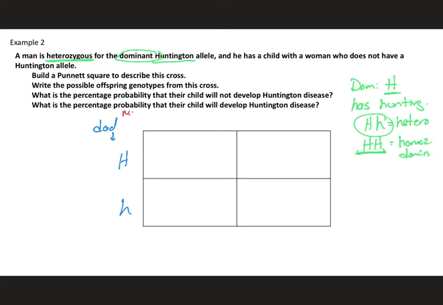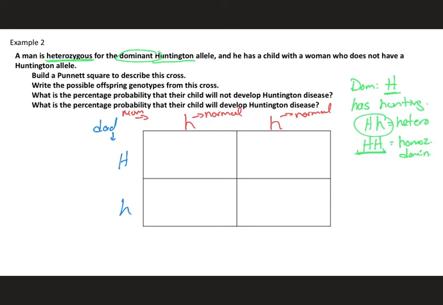Mom, we're going to put along the top, again, just for convention. You can put either of these either way, but I'm going to try and have mom always across the top. She does not have Huntington's, which means she is normal, so she's lowercase. So remember, dominant is you have it. That is a capital H. So normal is going to be the recessive, which is kind of a weird way of thinking of it, but this is how you have to understand how these genes work.